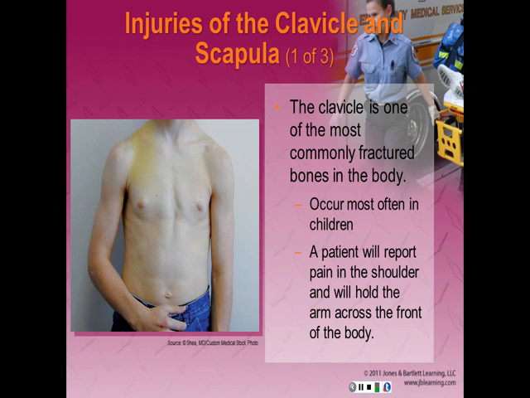Specific musculoskeletal injuries. The clavicle, or collarbone, is one of the most commonly fractured bones in the body. Fractures of the clavicle occur most often in children when they fall on an outstretched hand. A patient with a fracture of the clavicle will report pain in the shoulder and will usually hold the arm across the front of his or her body. Generally, swelling and point tenderness occur over the clavicle, and because the clavicle is subcutaneous, the skin will occasionally tent over the fracture segment.